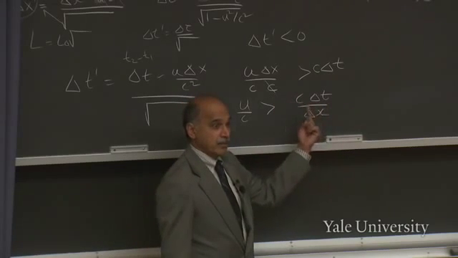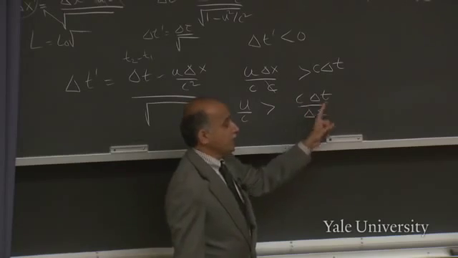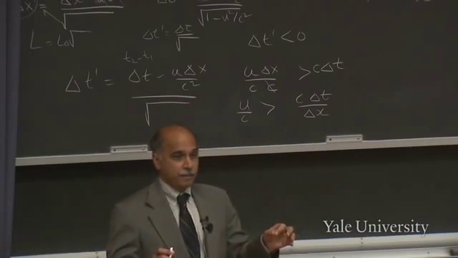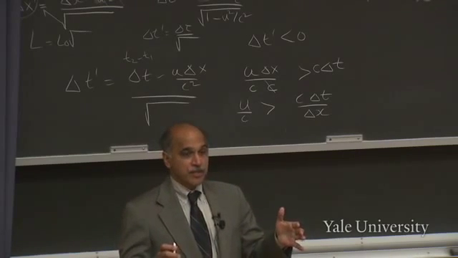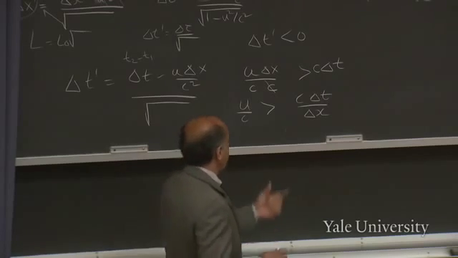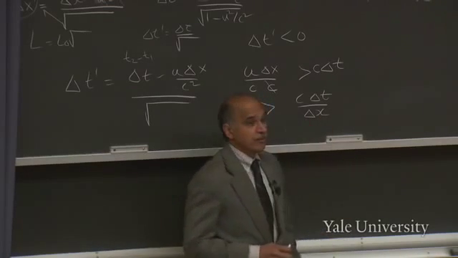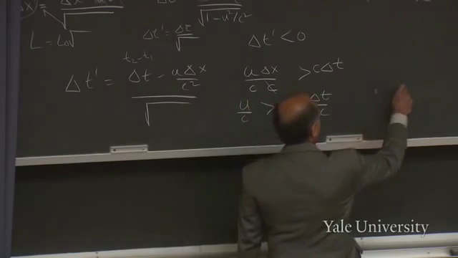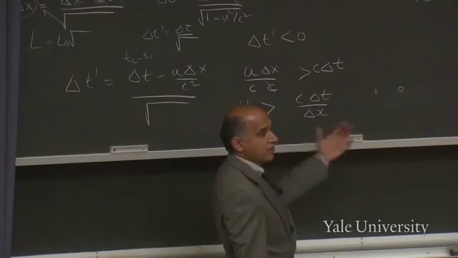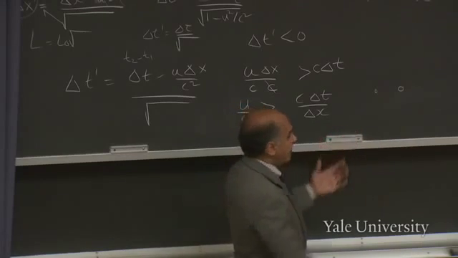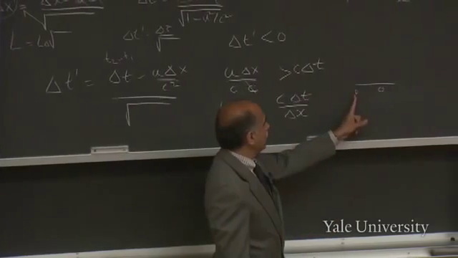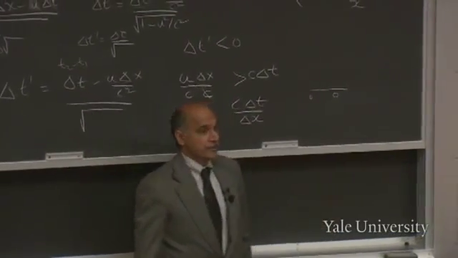So we have to ask, what is c delta t? Remember, delta t is a time between two events. c delta t is what? It's the distance a light pulse can travel in that time. The denominator is a spatial separation between those two events. So event 1 is here and event 2 is there. c delta t is how far a light signal can travel in the time separating these two events. If c delta t looks like that, then there's enough time for a light signal to go from here to here.